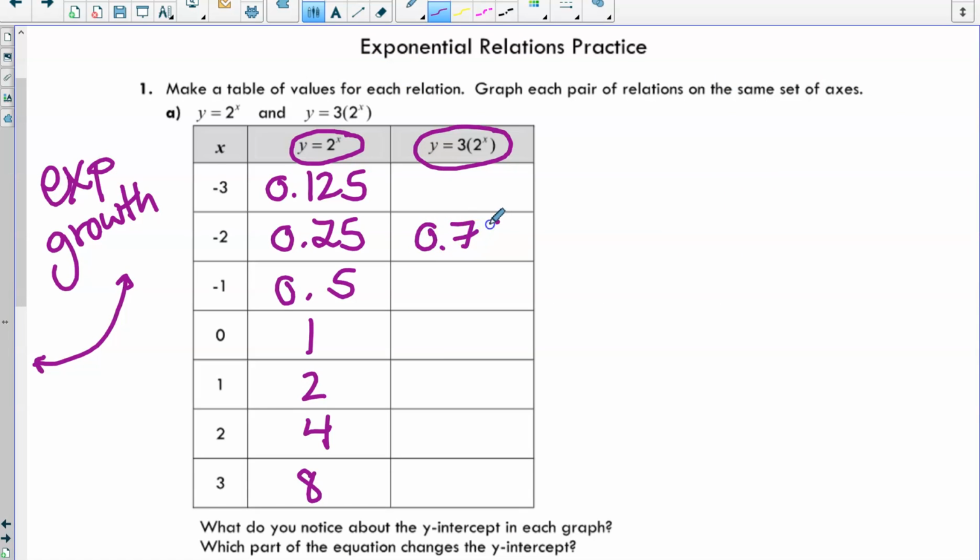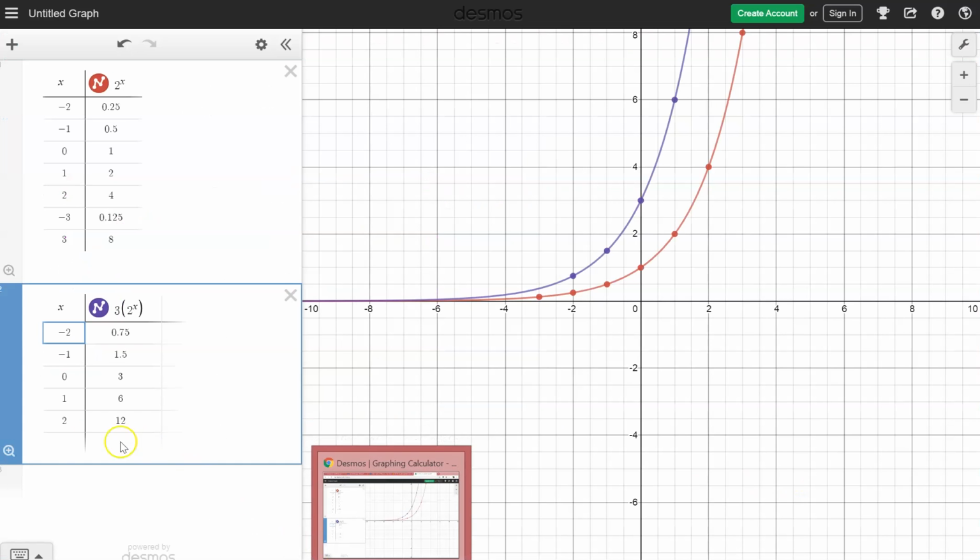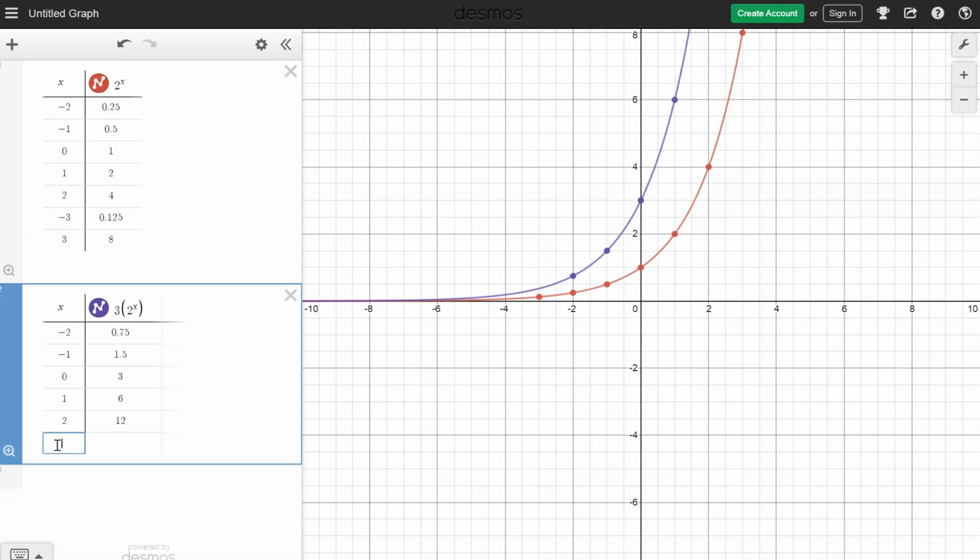So this was 0.75, 1.5, 3, 6, 12. Now I can go back and type in the -3 and +3, or I can kind of notice what the pattern is, right? So because there's this 3 out front, it's actually taking all of these values and multiplying them by 3. So I can figure out that this is going to be 0.375, and this down here is going to be 24. Okay, so that's just recognizing the pattern between the two. You could have also gone back, clicked in here, and typed in the other values.